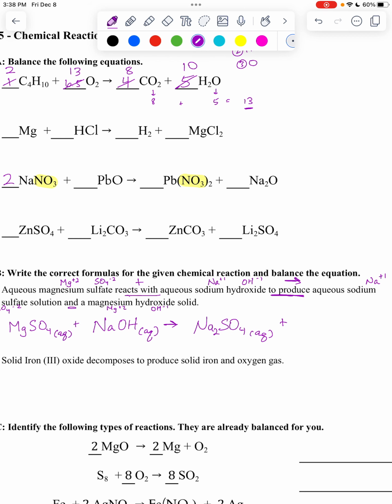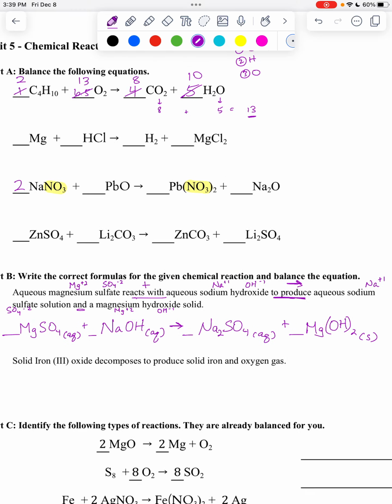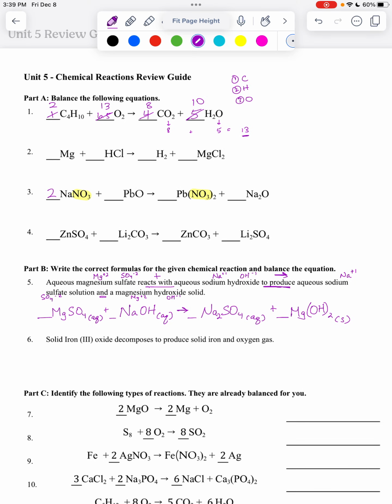So I have Mg, which is a +2. OH is a -1. I crisscross those charges to get the subscripts, and I end up needing 2 hydroxide polyatomic ions there. And that was solid. Now my last step, you don't have to draw these lines, but I do just so I have a place to put coefficients, is balance the equation as a whole. I can go in any order because it's not a CHO reaction. Mg, I have 1 on the left, 1 on the right.